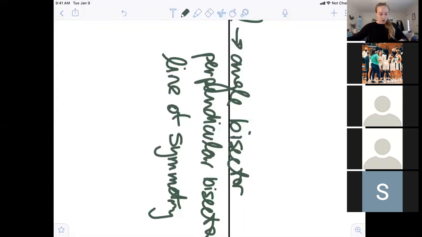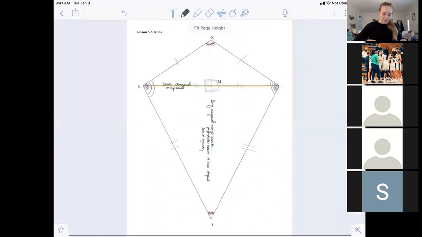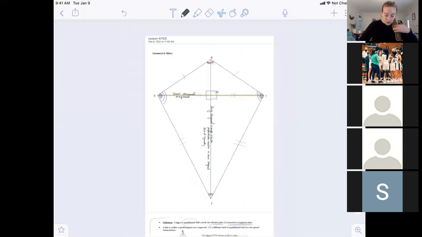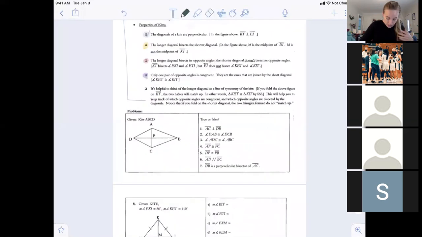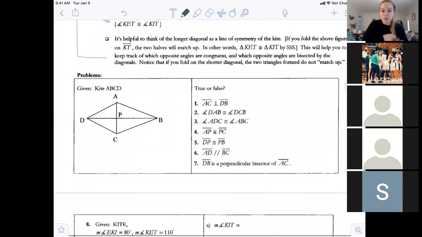Whew, okay, those are all the properties of this shape. Anybody have any questions so far? All right, we're going to flip back. We're going to go to the bottom part right here on the 2nd page, and we're going to do true and false. So I'm going to need 1 person for each answer, true or false. The first one says AC is perpendicular to DB. Who wants to answer that one?